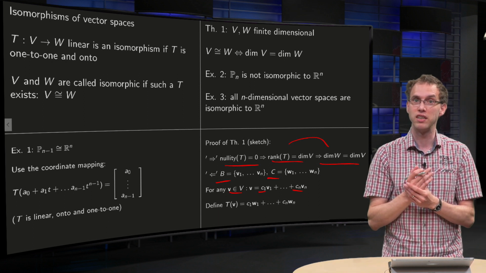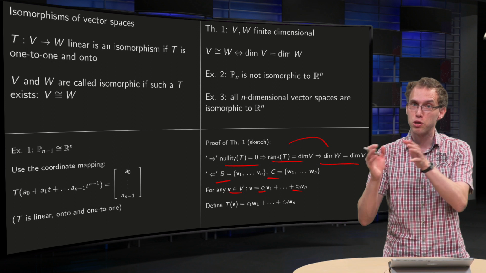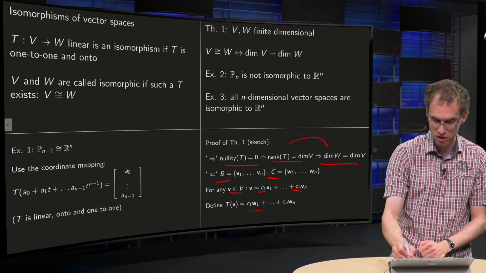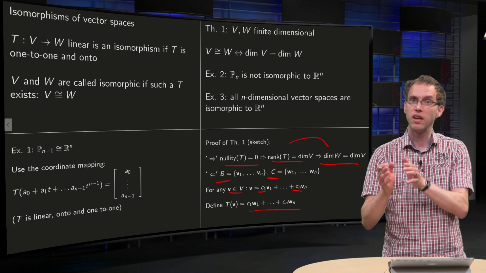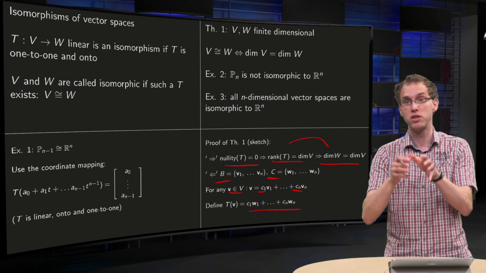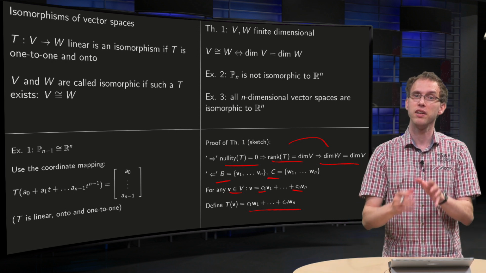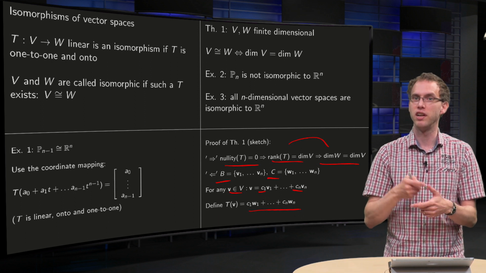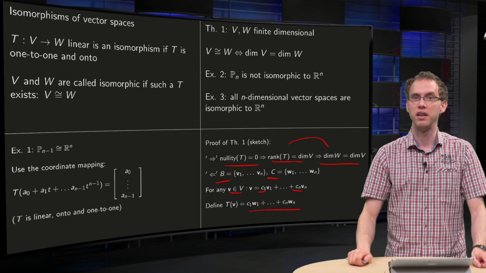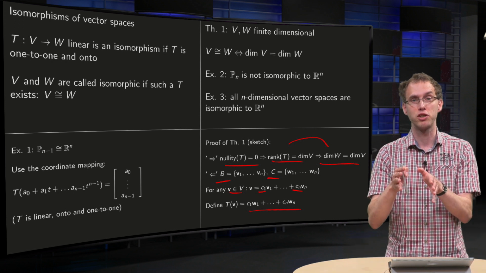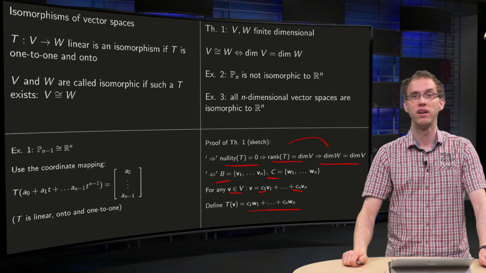And how do you find this mapping? Well, you find the corresponding w: define the T of v with these same coefficients. And then in that way, you find w in your vector space W. This is just a sketch. You still have to prove that this mapping is linear, one-to-one and onto, but it is. And with this mapping, you show that if the dimensions of vector spaces are the same, then they are isomorphic.